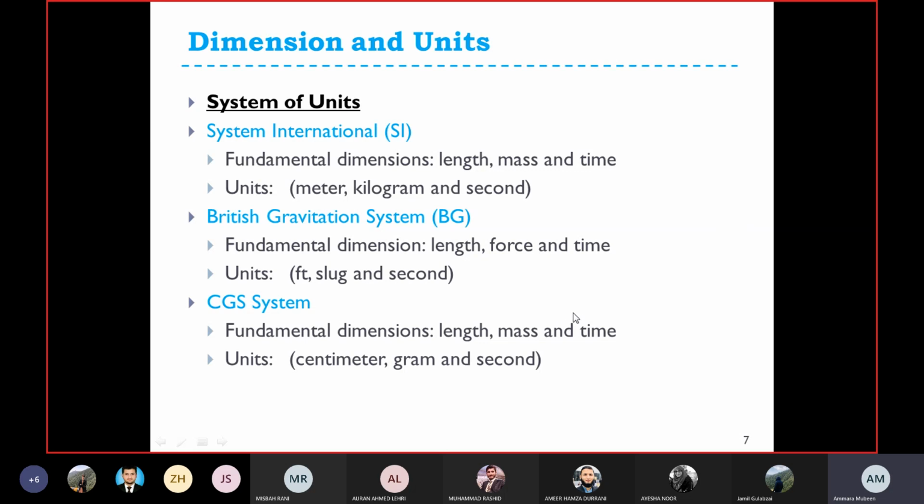In the exam, if you have to convert some system of unit to another system of unit, then I'll be giving you the conversion factor also. But you should be able to do it as quickly as possible. Okay.